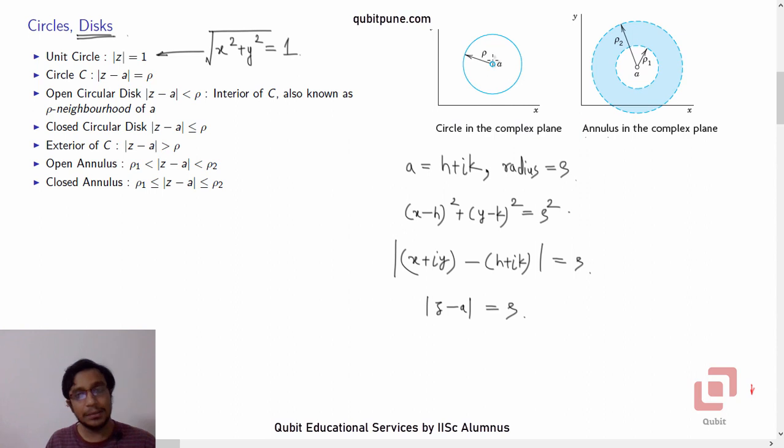As you can see here, the blue curve is the circle centered at a, whose real part is the x coordinate and the imaginary part is the y coordinate, and rho is the radius. So that is the circle C that we are talking about in the second point. Now let's go to the third point. Here we are defining an open circular disk. From the equation it should be clear to you. The inequality is mod of z minus a is less than rho.